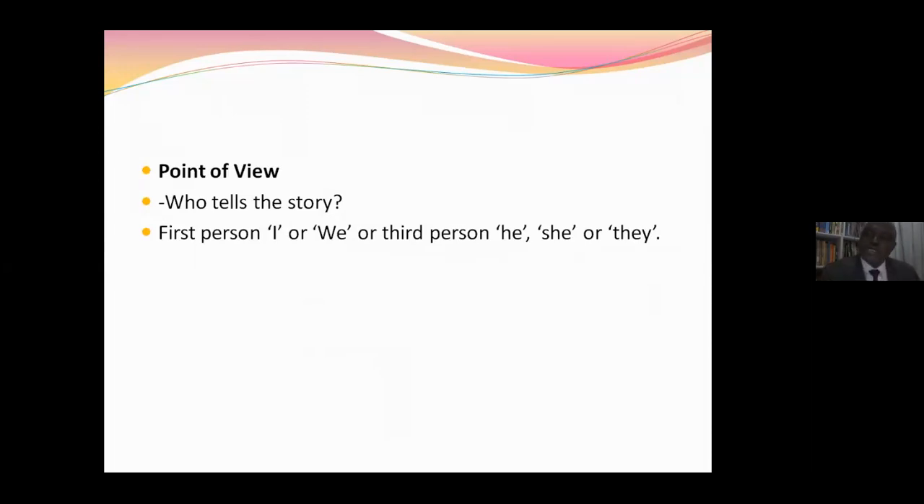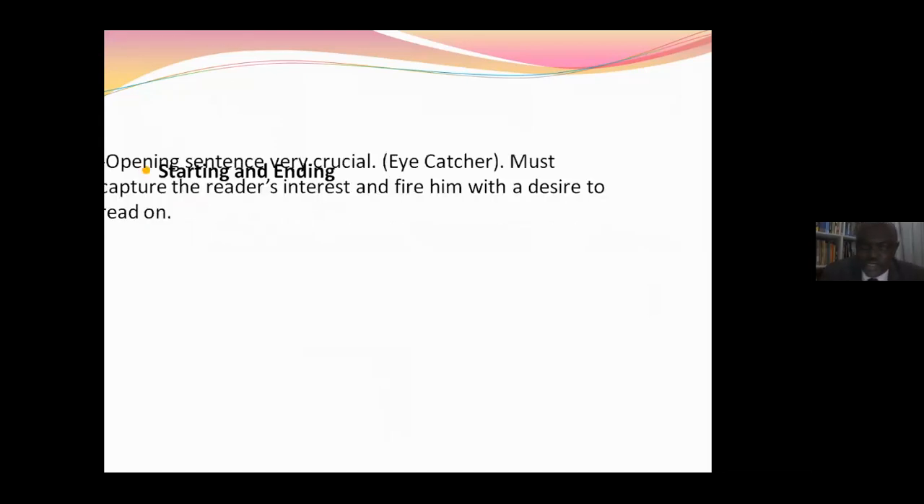You cannot tell a story, and this our learners need to know, from the second person point of view. You cannot say, once upon a time, you went to town. That ceases to be a story. So we need to teach them, practice the point of view under which one should start a story.